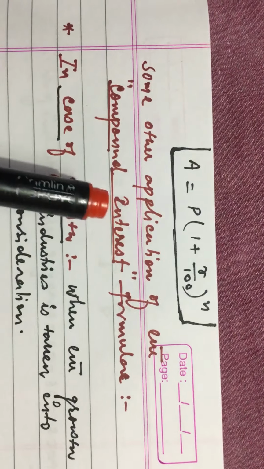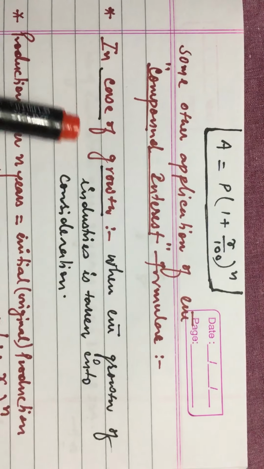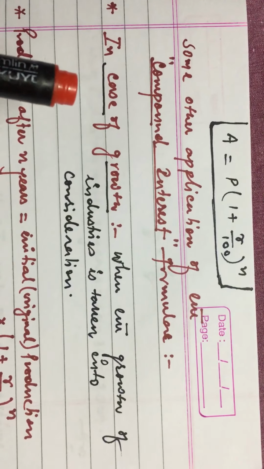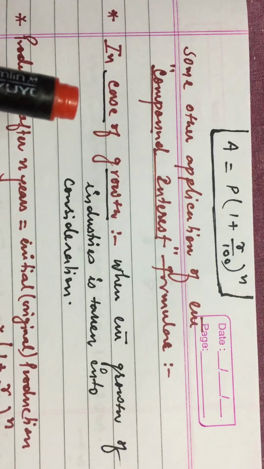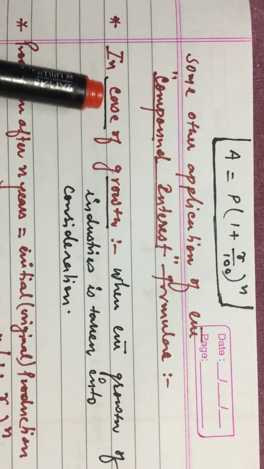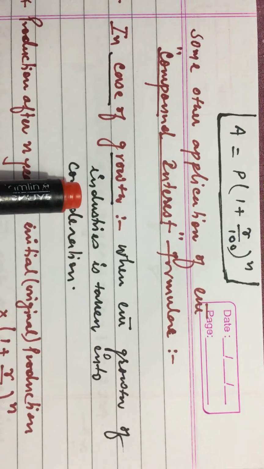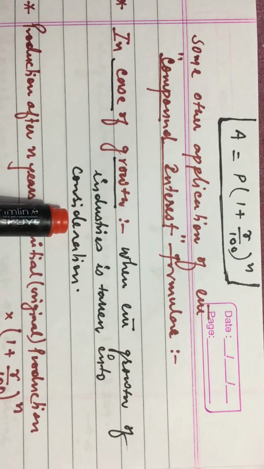We have to discuss here three different cases. First, in case of growth; second, in case of depreciation; and third, the problem based on population. Now see, in case of growth, when the growth of industry is taken into consideration.